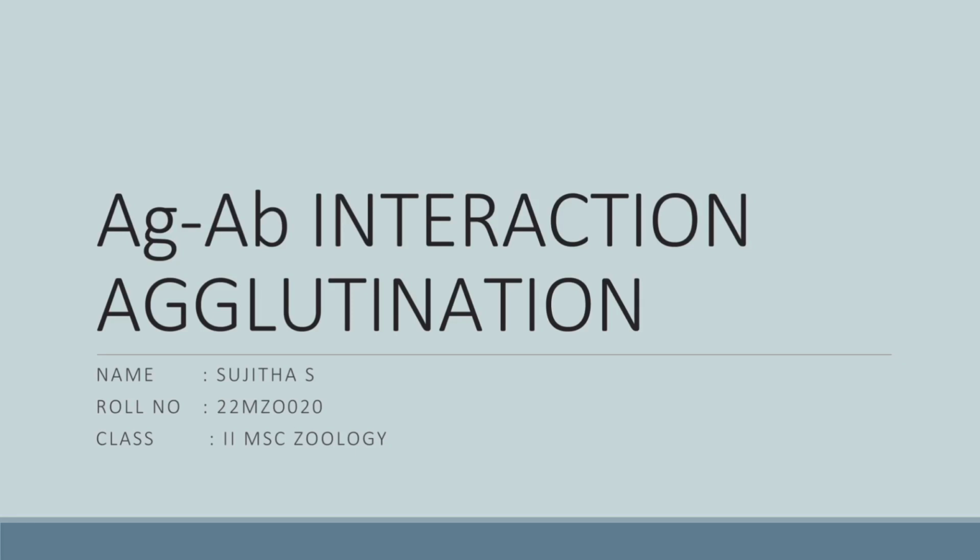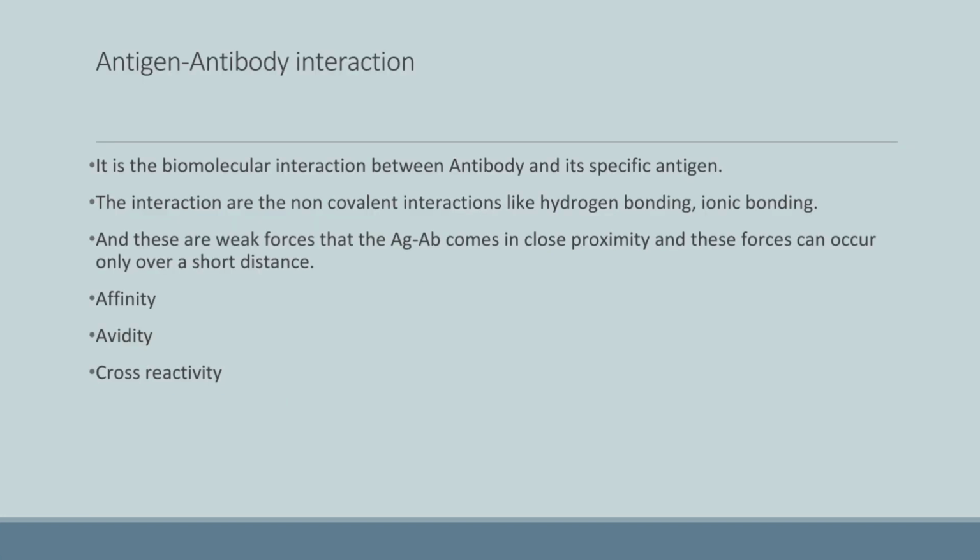Hello everyone, today we are going to see about the agglutination process in antigen-antibody interactions. First, antigen-antibody interaction is a biomolecular interaction between the antibody and its specific antigen. These interactions are non-covalent interactions like hydrogen bonding, ionic bonding, and van der Waals forces.